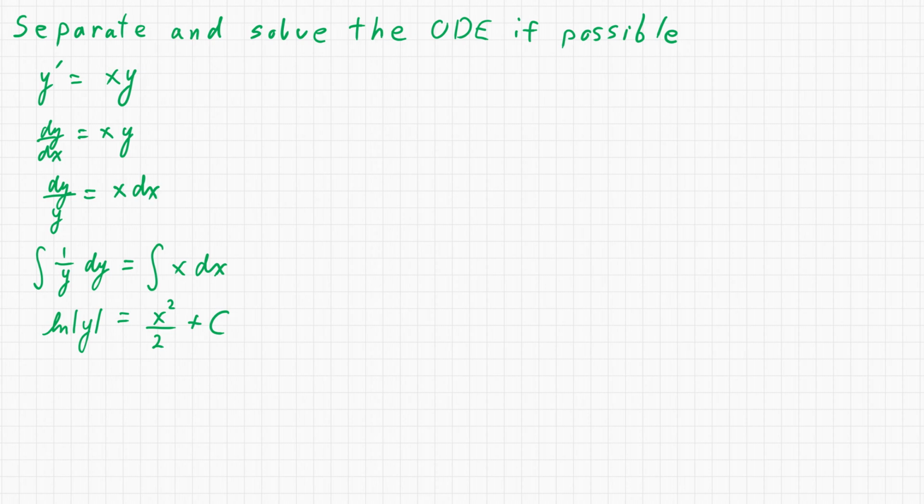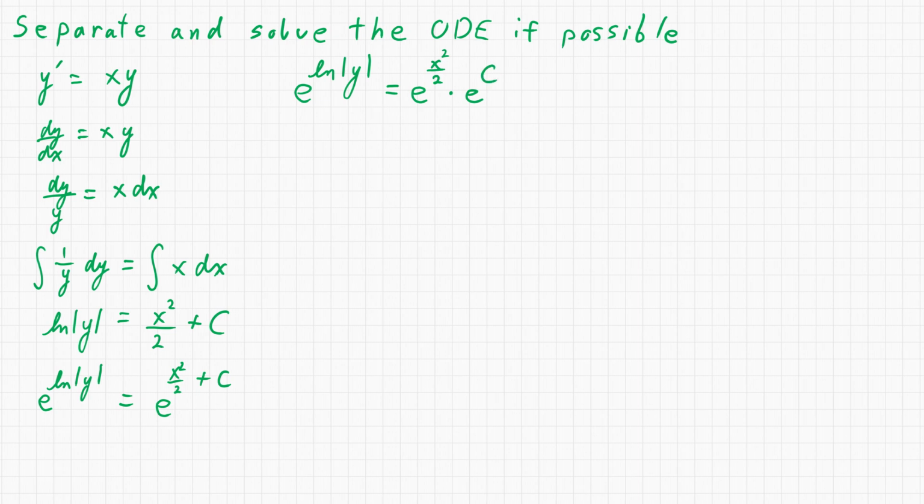Next I want to try and solve for y, so I'm going to exponentiate both sides. So I have e to the natural log absolute value of y equals e to the x squared over 2 plus c. And I do want to simplify this a little bit. So e to the natural log absolute value of y equals e to the x squared over 2 times e to the c.